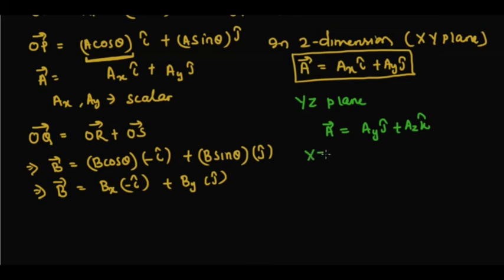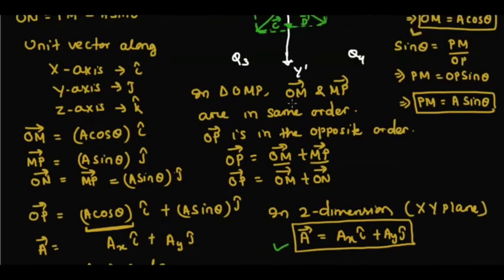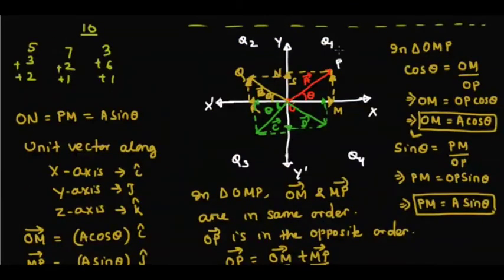Similarly, in the xz plane, a vector can be written as ax i cap plus az k cap. Is that clear? So in different planes you can split the vector in these ways. So we have discussed how to resolve a vector in two dimensions. Now look at the diagram here. In the first quadrant I have split vector A.